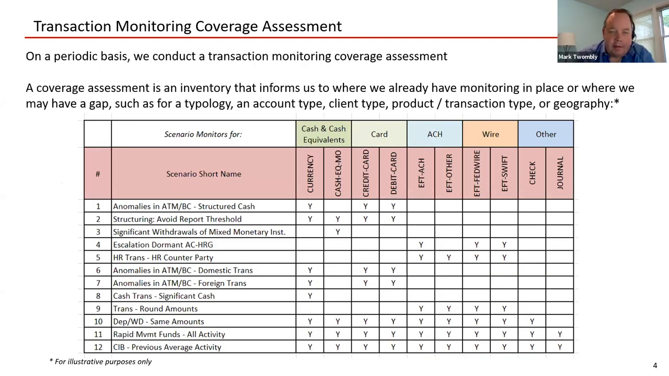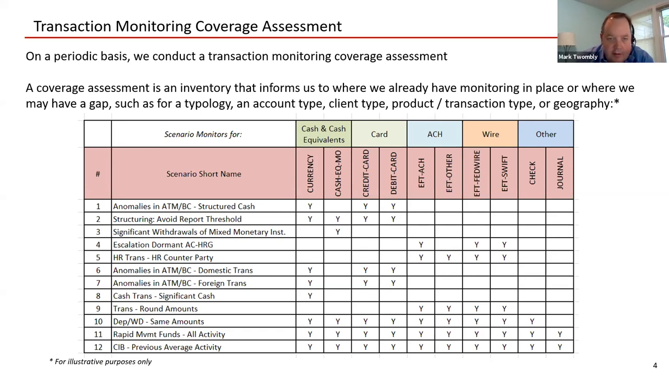So on this first slide here, we're just talking about what is a transaction monitoring coverage assessment. On a periodic basis, Priyanka and I will work with our teams to just see what do we have in place for monitoring. The coverage assessment is essentially an inventory of what we have, and we'll be looking for what we already have in place and maybe where we have a gap. So we'll be looking for maybe a typology, an account type, a product, or geography.